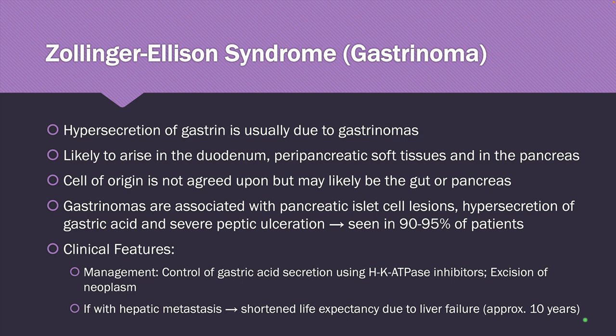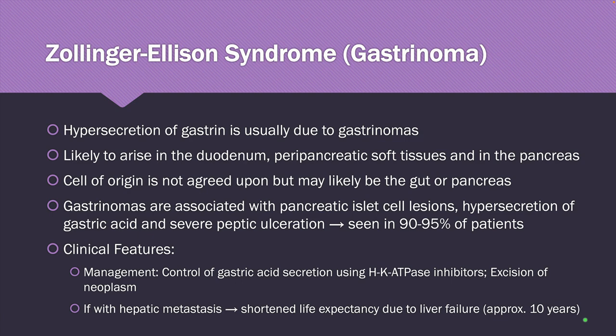Another tumor noteworthy is your gastrinomas seen in Zollinger-Ellison syndrome. So you may be able to recognize this from your GI lecture. So in this condition, meron kang mataas na gastrin secretion, causing hyperacidity in your patients, and that's usually causing peptic ulcer disease. So the tumors are likely to be seen along the duodenum, peripancreatic soft tissues, and in the pancreas. Cell of origin is not agreed upon, but it may likely be the gut or the pancreas.